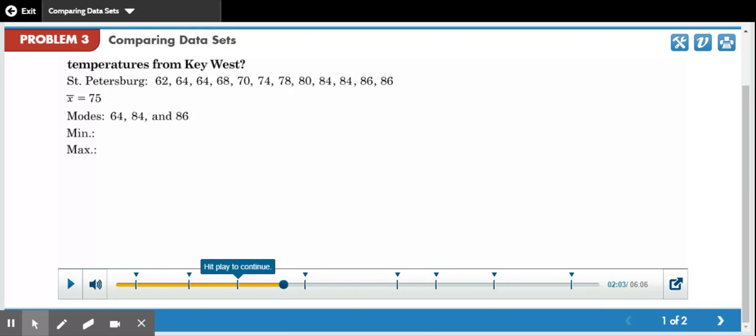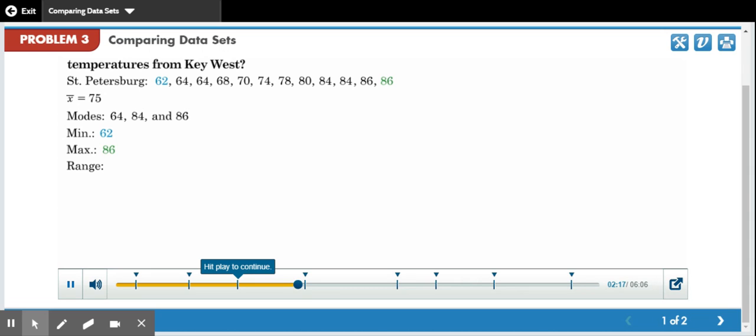When we discussed mean, median, and mode before the break, we had a few data sets that had no mode and a few data sets that had just one single mode or were bimodal. Now the minimum and maximum are going to be exactly what you think they are. The minimum temperature of the data set and the maximum temperature, the highest temperature of water in St. Petersburg. The minimum is 62. And the maximum is 86.